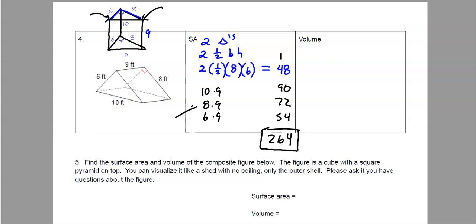Now you could speed this up by just doing the perimeter times the height. You could add up these 3 numbers and then multiply by 9. It might be faster. I just don't typically do it that way.